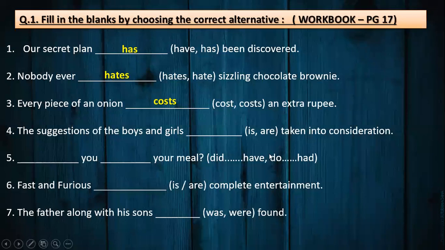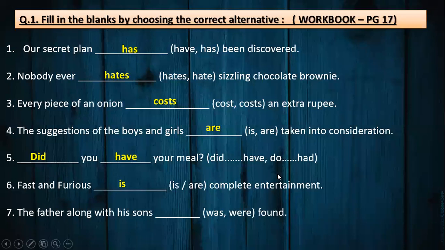The suggestions of the boys and the girls are taken into consideration. Yes, we focus on the suggestions. Come on, next. Dash and dash. Dash you dash your meal. Exactly. Did you have your meal? Isn't it a very sweet question? Come on, moving on with the next one. Fast and Furious dash complete entertainment. Yes, this is where Fast and Furious is working as a single unit. It's a movie. So what is a complete entertainment? Fast and Furious is a complete entertainment. It's a whole and soul movie name.